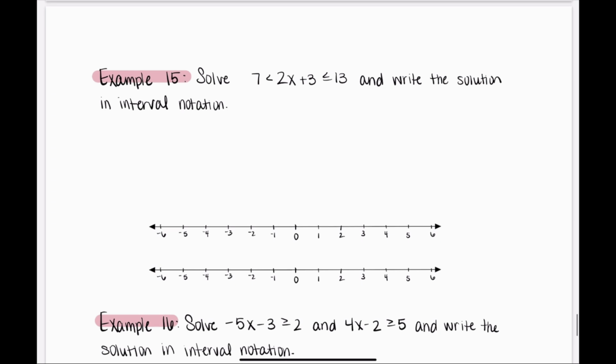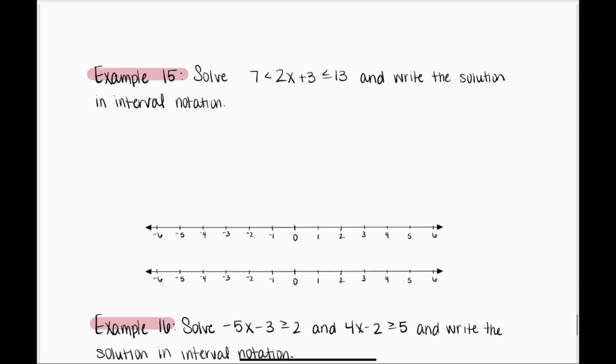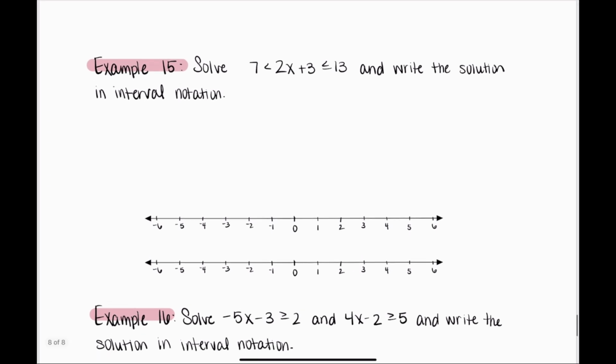Now let's solve example 15. We are asked to solve the inequality 7 is less than 2x plus 3, which is less than or equal to 13, and write the solution in interval notation. This is also an and problem, which means we are dealing with two inequalities. Inequality 1, 7 is less than 2x plus 3. Inequality 2, 2x plus 3 is less than or equal to 13.